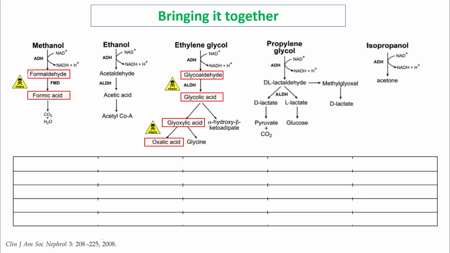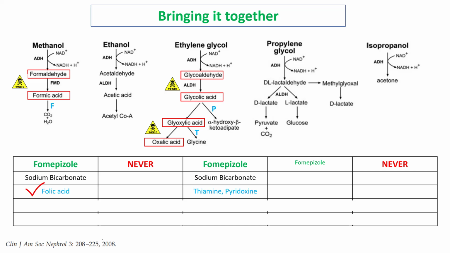So bringing it all together, methanol and ethylene glycol are the ones with toxic intermediates. So use fomepizole in these two alcohol ingestions. Use sodium bicarb to alkalinize the serum and to keep the acids in their ionic forms to lessen the toxicity. In methanol toxicity, use folic acid, and in ethylene glycol toxicity, use thiamine and pyridoxine to help formation of less toxic intermediates.